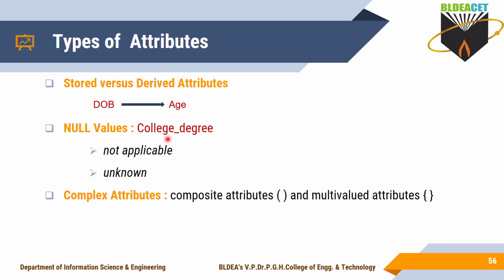Example: college degree. At present, if I ask you students, what is your college degree? Yes, after completion you will get the college degree as a BE. But now you have not completed. Then what value do you have to insert for this college degree now? It is not applicable at present. In that situation you can apply a null value here. You can assign the value for college degree at present as null.